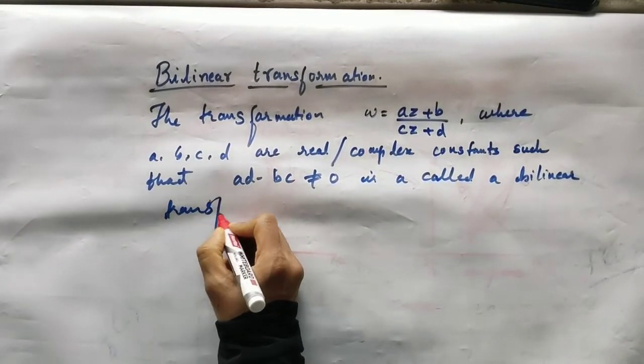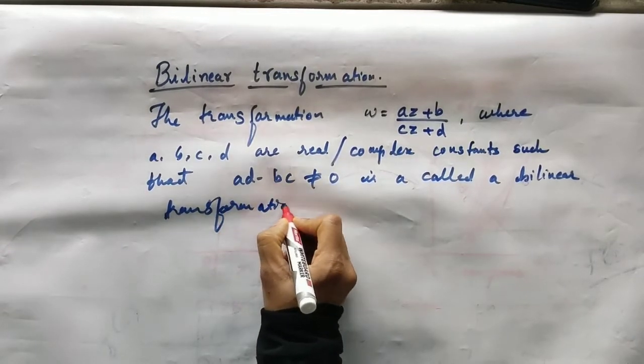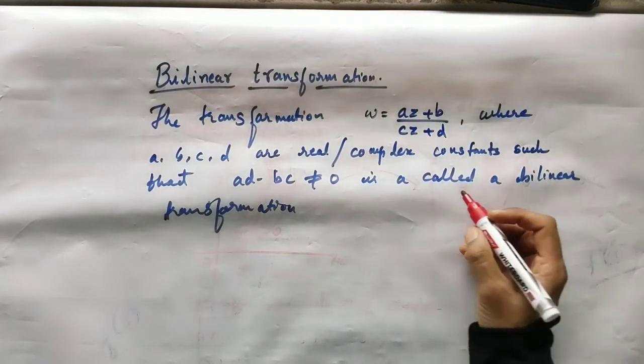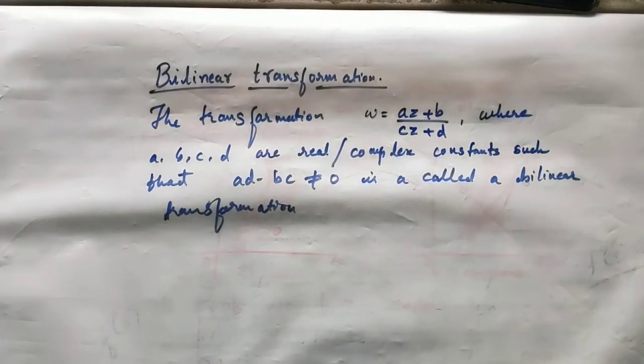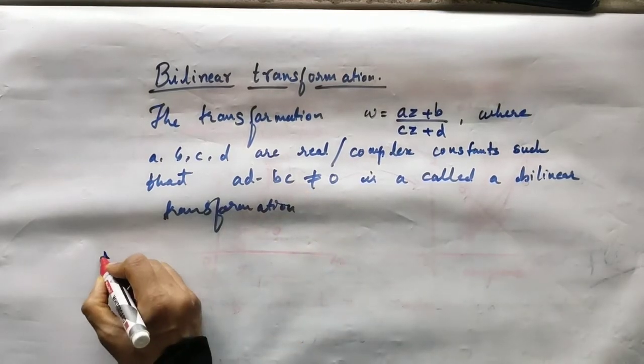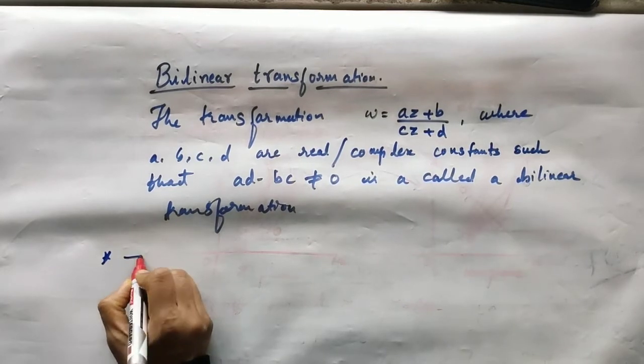The transformation of the form W is equal to A into Z plus B divided by C into Z plus D, where A, B, C, D are the constants, they can be real or complex constants, such that A into D minus B into C should not be equal to 0. Then if that condition is satisfied, it is called a bilinear transformation. So what do you mean by this condition? Why is this condition given to you? Let us take some important points regarding this.